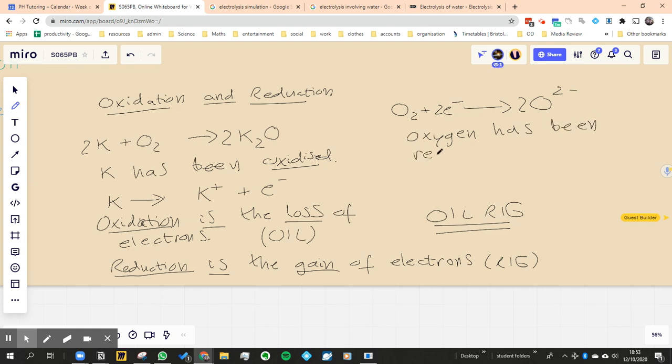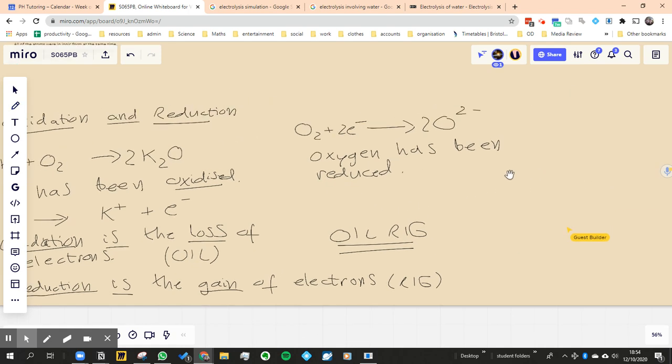This is kind of a weird idea, because we originally think of reduction as the removal of oxygen, but now with our new definition, it's not necessarily that. We can actually have the oxygen itself being reduced.